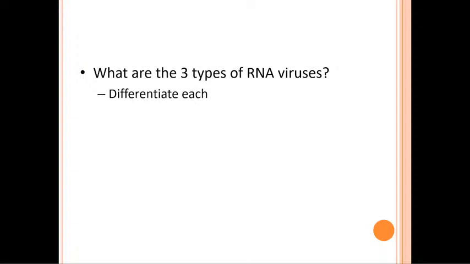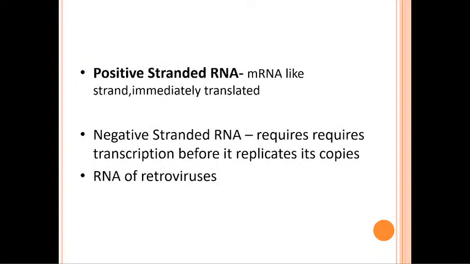Now there are three types of RNA viruses. You could have a positive stranded RNA virus. It could be a negative stranded RNA virus, or the RNA of a retrovirus. Okay, RNA of retrovirus. Now, let's explain first what is a positive stranded, negative stranded RNA virus.